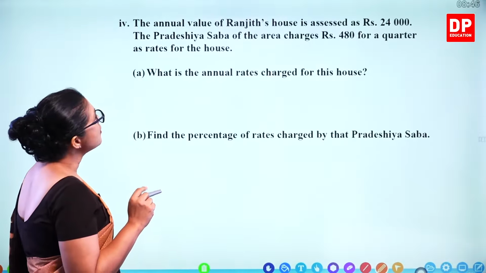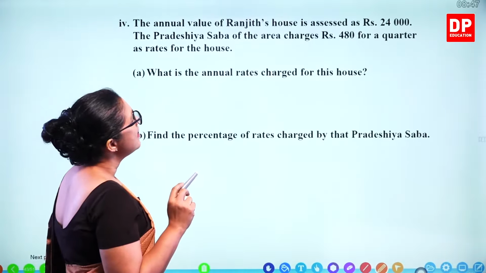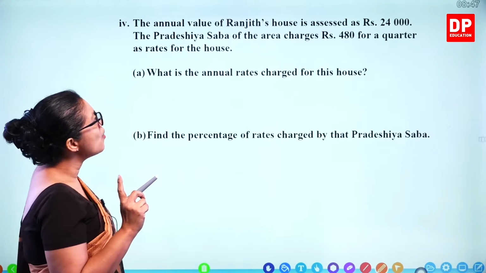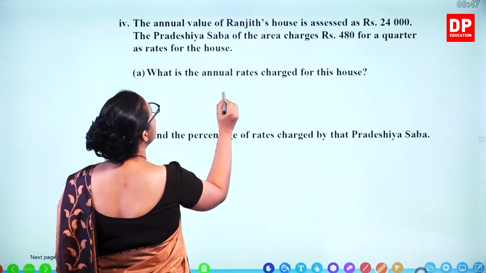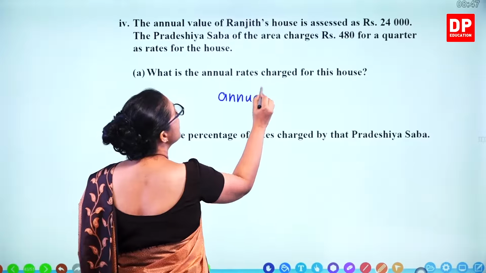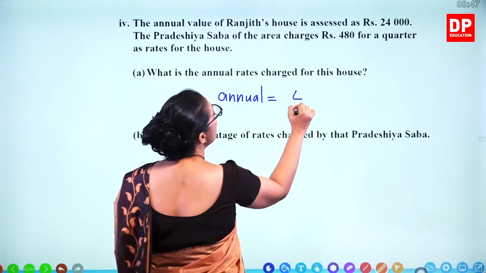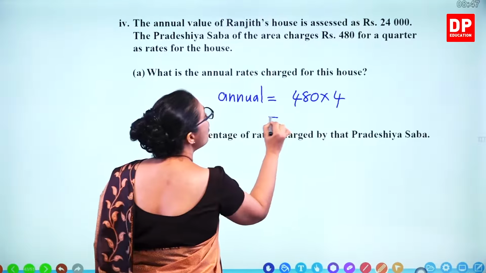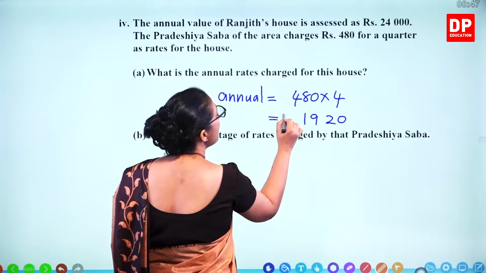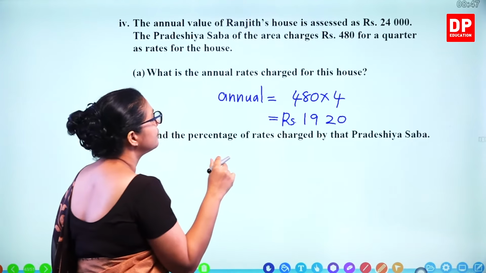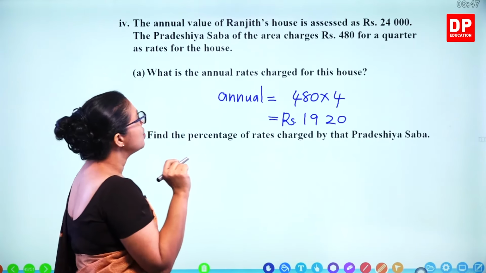Now we'll take the last part. The annual value of Ranjit's house is assessed as 24,000. The Pradeshya Sabha of the area charges 480 for a quarter as rates for the house. What is the annual rates charged for this house? So quarter means 1/4 of the year. So for the annual value, you multiply this by 4. So 480 multiplied by 4, you get 1920. So that's the annual rate.